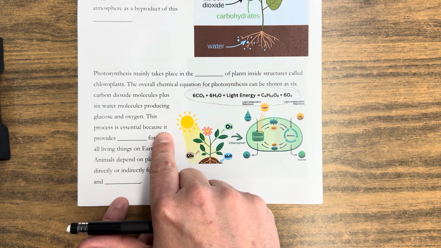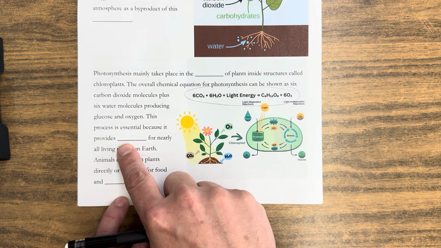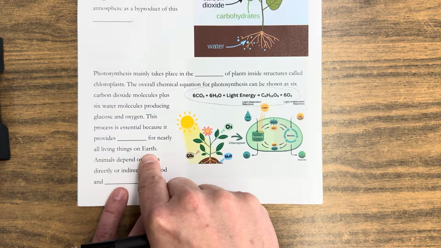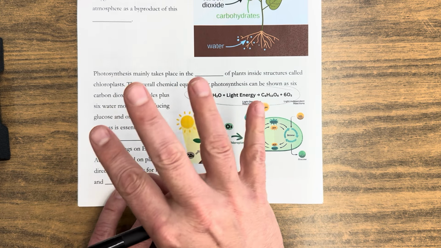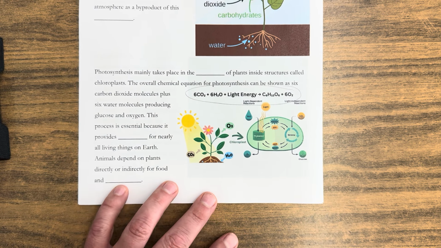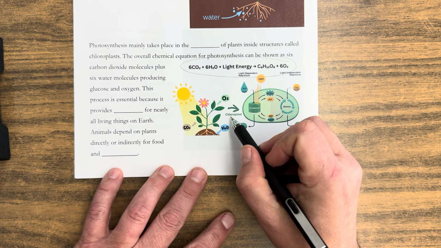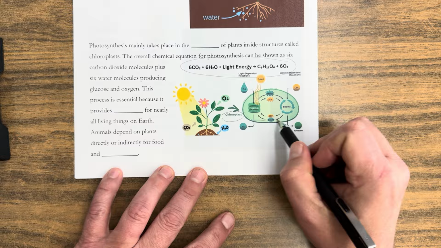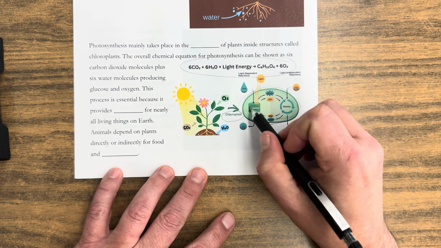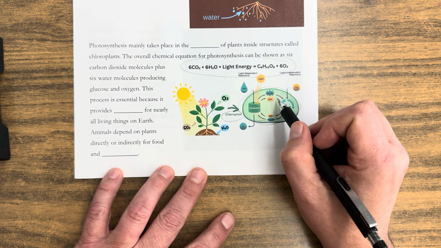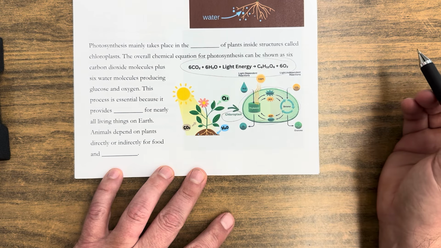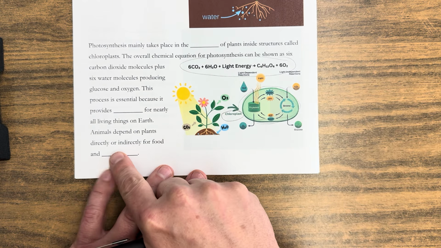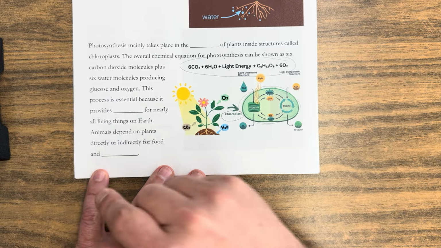This process is essential because it provides energy for nearly all living things on Earth. So almost everything is getting their energy from the sun through photosynthesis. Almost every living organism. There are exceptions, of course. And you see these chloroplasts here, like this bean, like I said, this kind of big organelle. That's where all of the photosynthesis is going to take place. Several parts to this process, but it's all inside this chloroplast. Animals depend on plants directly or indirectly for food and oxygen.